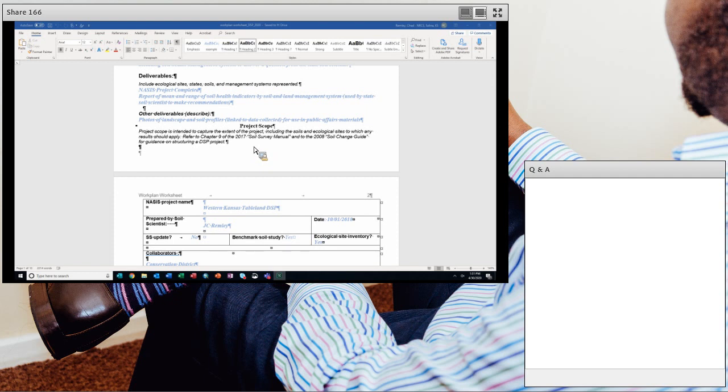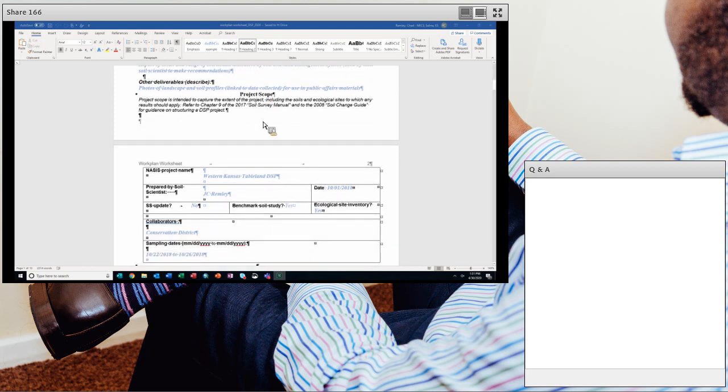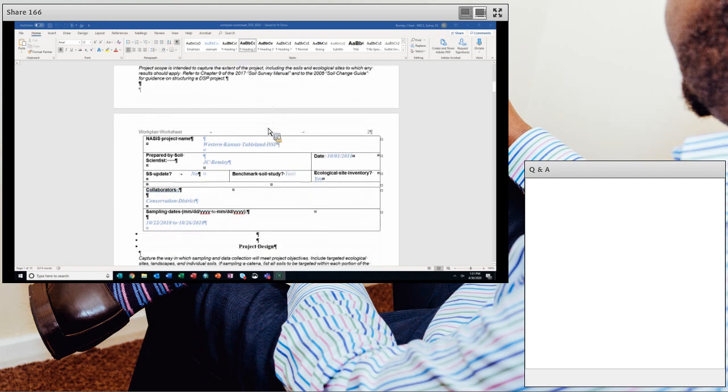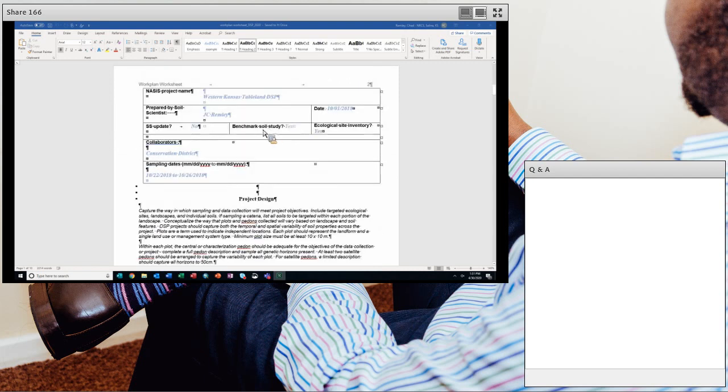Project scope: we want to talk about the extent of the project. Make sure that you look at Chapter 9 in the Soil Survey Manual. It's very helpful. It's been out there for a while. This is not something that's totally new, but for some of you, it will be. And like we said, we pre-populated this from a project we did in Kansas a few years ago.